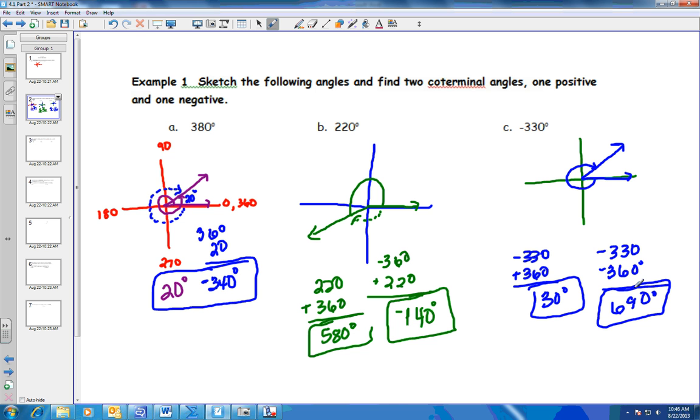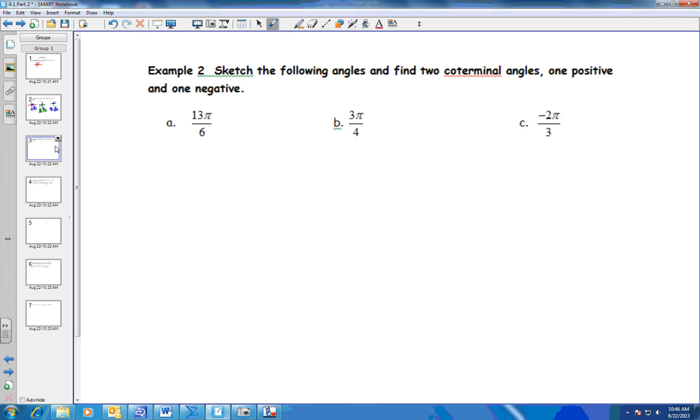Okay, so that wasn't too bad because you guys are used to working in degrees. But what if we switch it and we have to do it in radians? Okay, so let's look at what it looks like using radians. All right, first of all, let's practice sketching. So when I'm in radians, remember this is 0, 90 degrees is pi over 2, 180 degrees is pi, 270 degrees is 3 pi over 2, and then 360 is 2 pi.